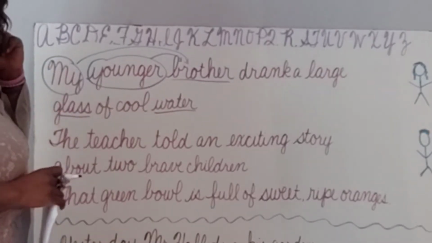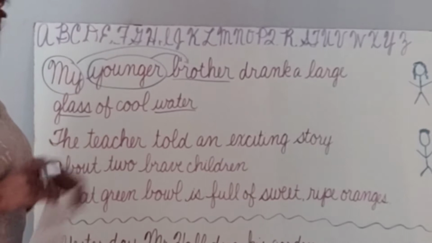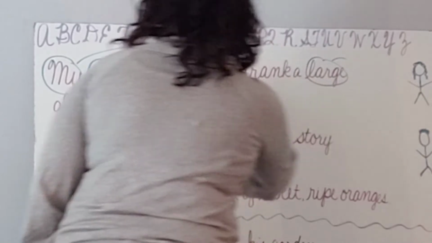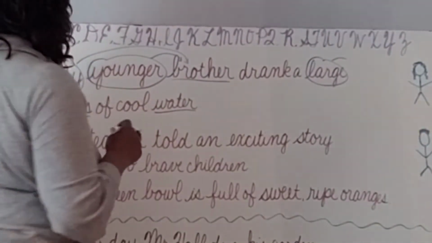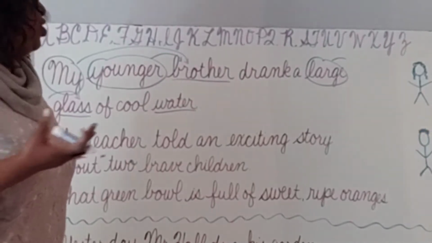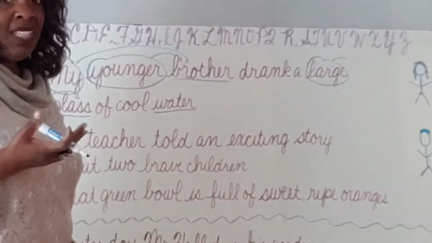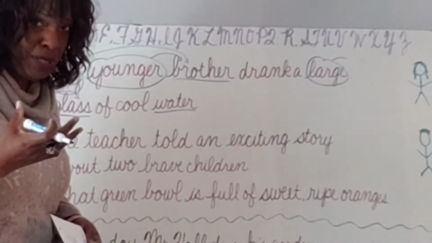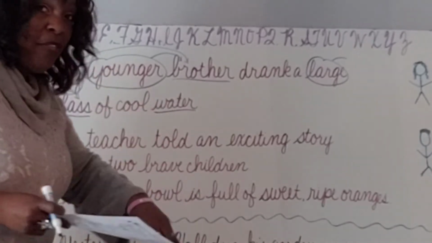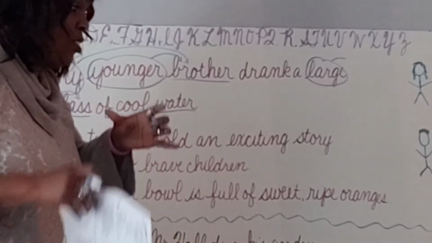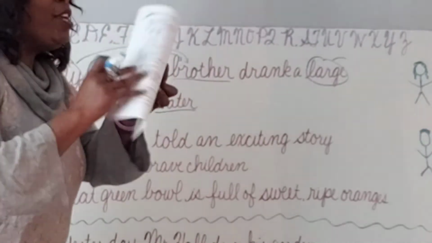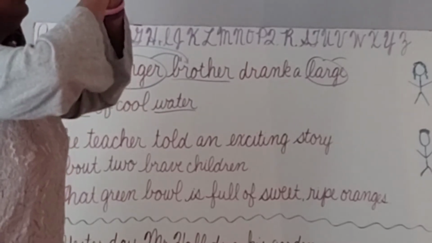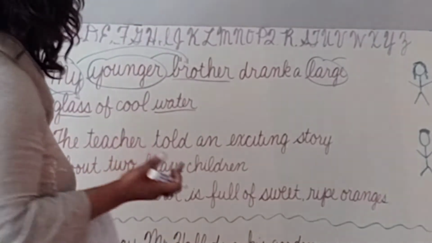Is there anything that describes glass? What kind of glass? Large, okay? It wasn't just a small glass. No, it was a large glass, which helps to color the sentence. Because we could just say, my brother drank water. Well, that's great, but I want to see him drinking water. I know that sounds really weird, but my younger brother, so this little boy, drank a large glass. So you think of this little kid with this big, wide cup, a large glass of cool water. You can just see this little boy doing that.